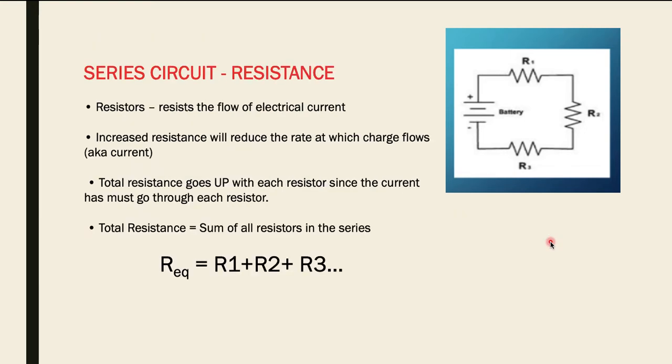Series circuit resistance: resistance resists the flow of electrical current. Increased resistance will reduce the rate of charge flow. Total resistance goes up with each resistor, since the current must go through each one. Total resistance is equal to the sum of all the resistors in the series connection. R_EQ is equal to R1 plus R2 plus R3. This is the battery, and these three, R1, R2, R3, are the resistances, which together give the equivalent resistance.